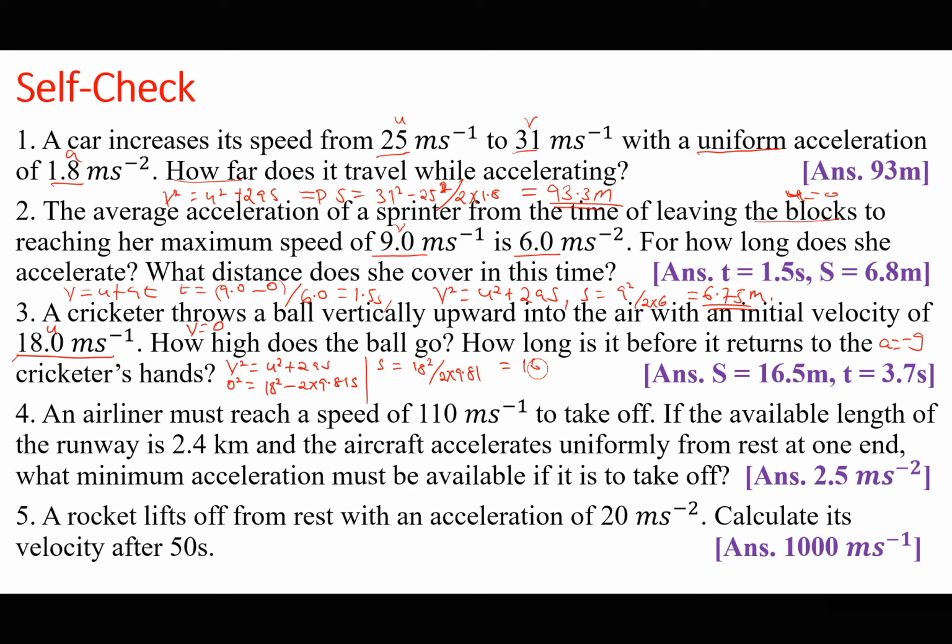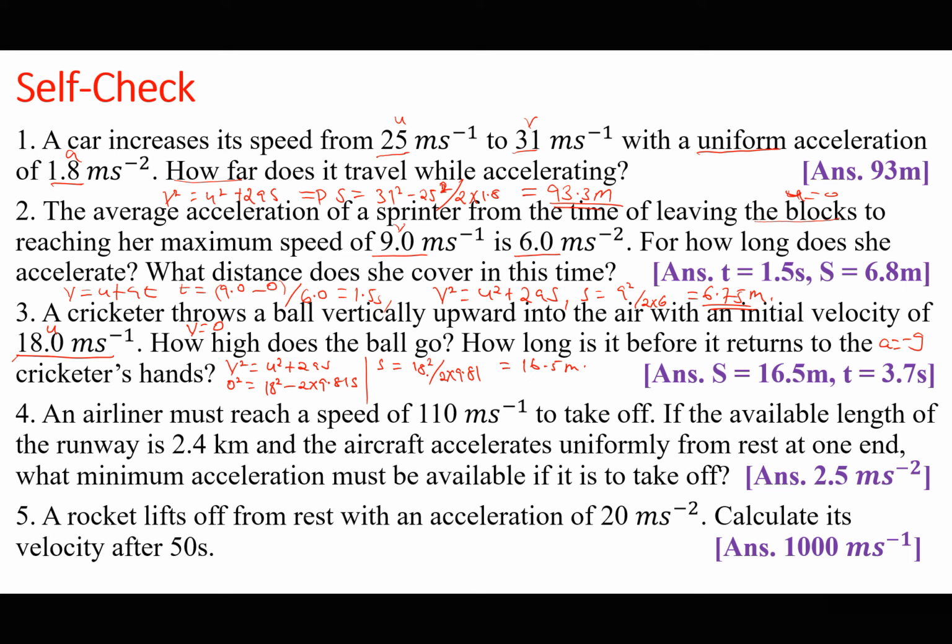So S is going to be 16.5 meters. That is how high. Then how long is it before it returns to the cricketer's hands? If it goes and comes back, it is going to travel the same distance upwards and the same distance downwards. So you are free to get the time from the hands to the maximum height and multiply it by 2. Or you are free to use S.